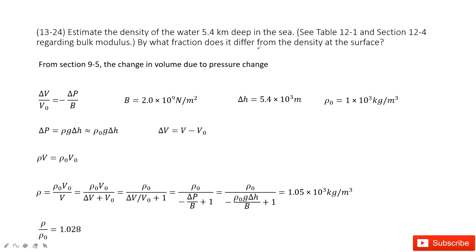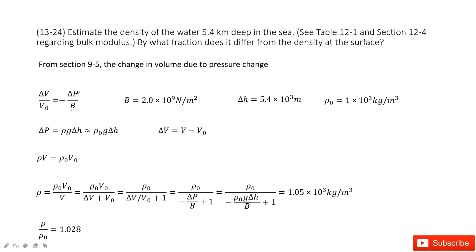First, we look at the hint. What did it give us? In this section, it tells us the change in volume due to the pressure change equals this equation. You can check it on the table in the textbook, table 12.1, and you will find in there the B, the bulk modulus, given for water. Delta h is given as 5.4 kilometers, and also rho naught, the density for water, is given. Now you can see this equation gives us this modulus.